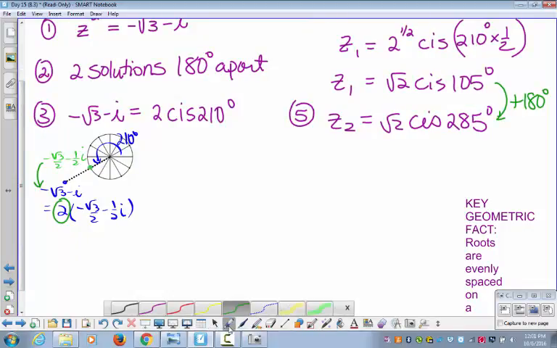Now we are going to plug them into our calculator and present the answers in standard form. So here we'll round to 2 decimal places. So somebody give me an answer for Z1. So it's going to be square root of 2 times cosine of 105. What's square root of 2 times cosine of 105 to 2 decimal places?